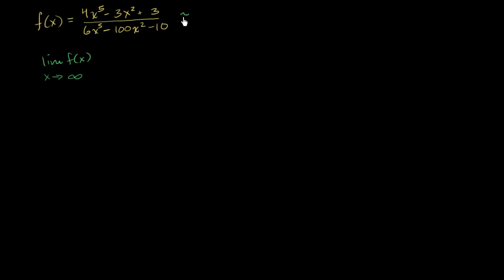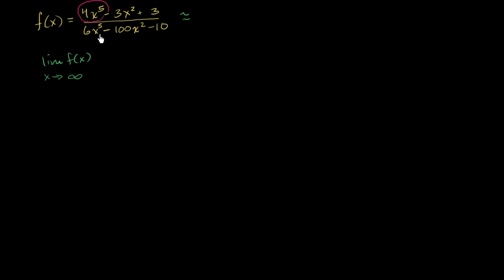And when I'm talking about that, what I'm saying is as x gets very, very large, let's just focus on the numerator. As x gets very, very large, this term right over here in the numerator, 4x to the fifth, is going to become much, much more significant than any of these other things. Something squared gets large, but something being raised to the fifth power gets large much, much faster.